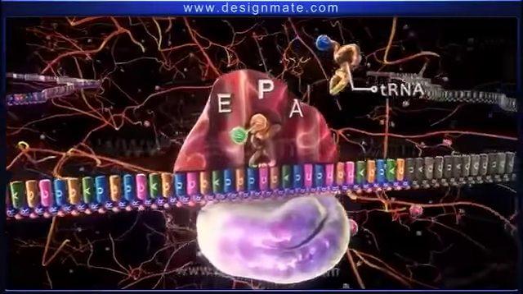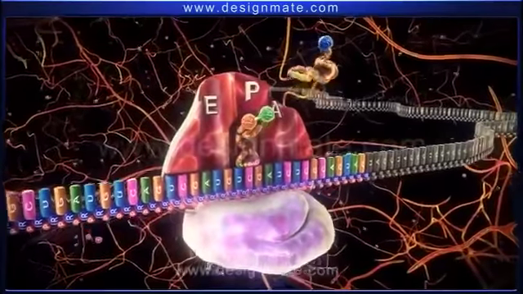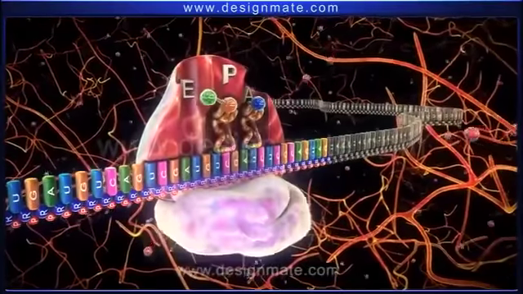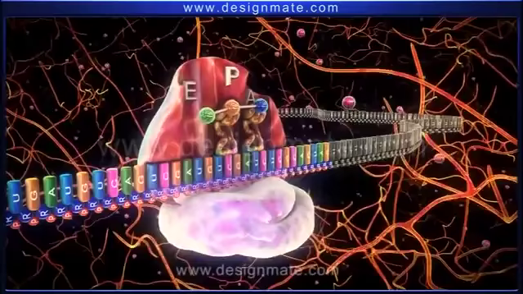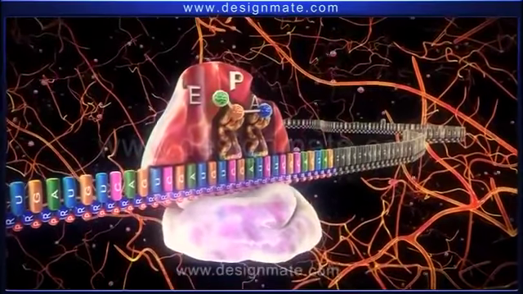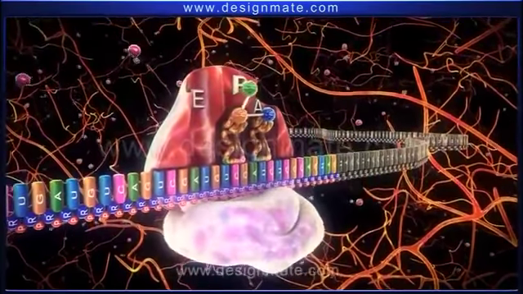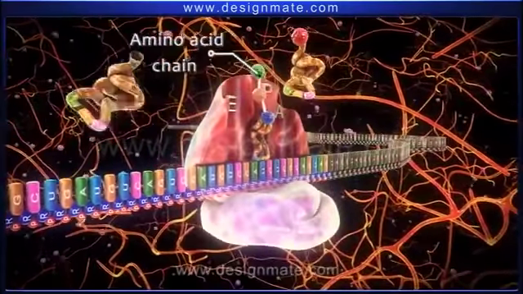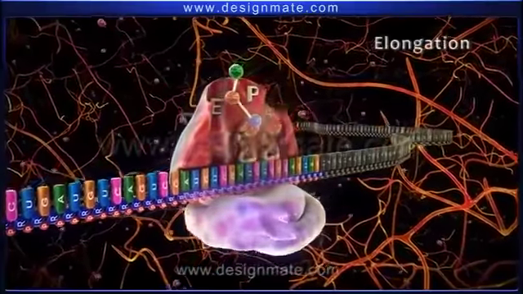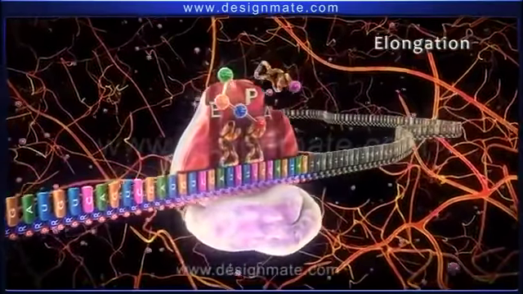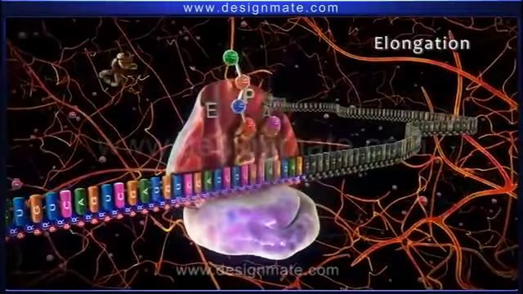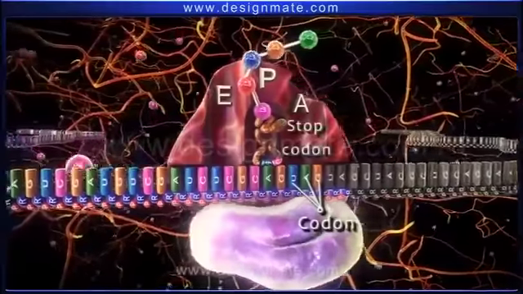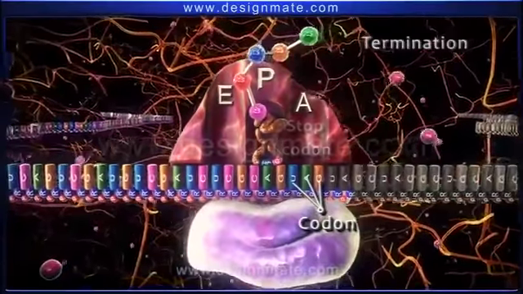Meanwhile, another tRNA carrying an amino acid molecule attaches to the A site. This is followed by the binding of the amino acid molecules. Repetition of this process leads to the formation of an amino acid chain. This event is called elongation. Finally, when the UAG codon or the stop codon reaches the A site, elongation is terminated.